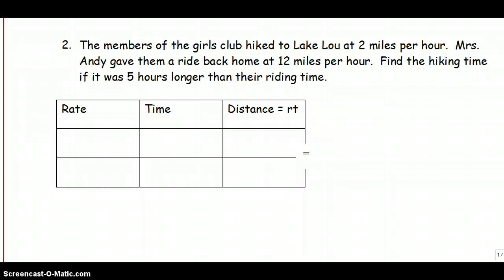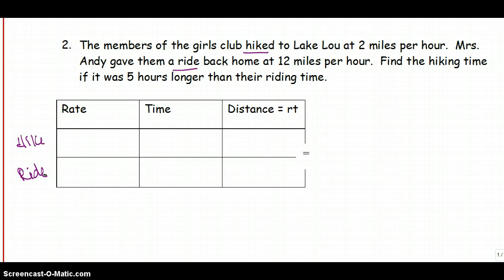Mrs. Andy gave them a ride back home at 12 miles per hour. Find the hiking time if it was 5 hours longer than their riding time. Well, the first thing we have to do is look and see what we're talking about. Well, they hike and then they get a ride. So I'm just going to make that for my note. Okay, they hike and then they ride.